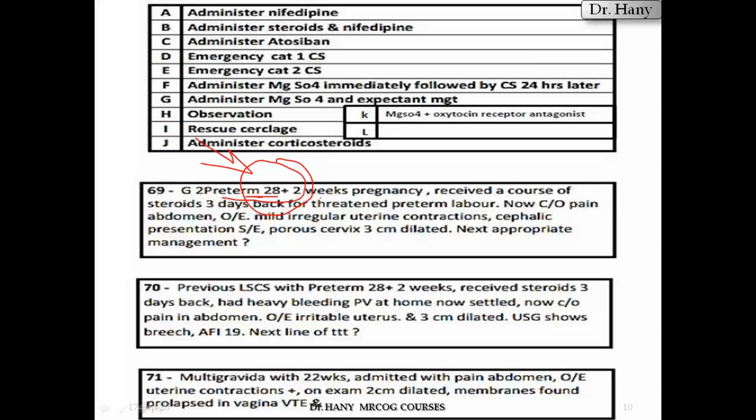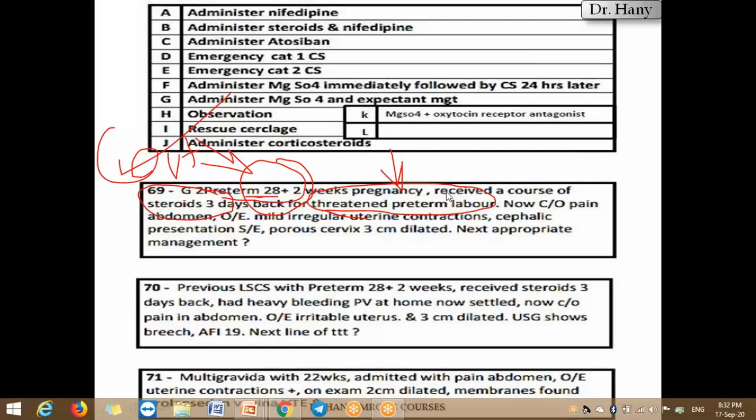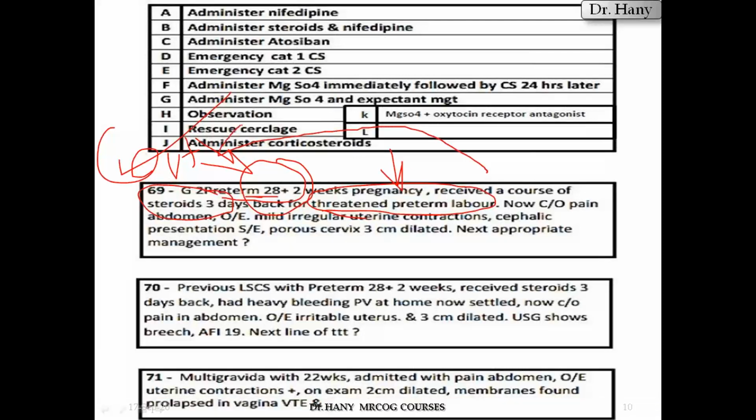Or she has 28 weeks of pregnancy and received a course of corticosteroid. So corticosteroid finished, 3 days back, in a threatened preterm labor. Okay, so he gives you a clue here for tocolysis. What is the benefit of tocolysis? The benefit of tocolysis is that it will give a chance for the corticosteroid to act, and it will extend the pregnancy up to 7 days.